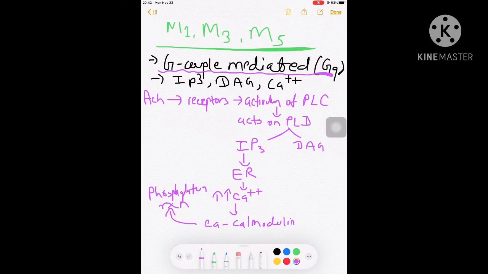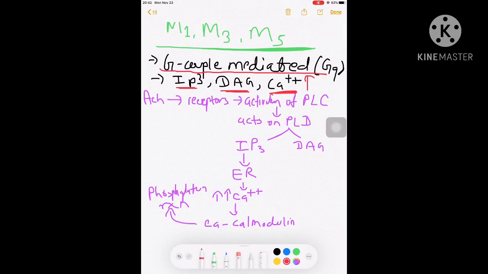These have a second messenger system. If you want to remember a shortcut, and only want to remember a few things, then remember that these receptors act through IP3, inositol triphosphate, diacylglycerol, and increasing calcium. Three things: inositol triphosphate, diacylglycerol, and increasing calcium. Now we'll see it in a bit more detail.